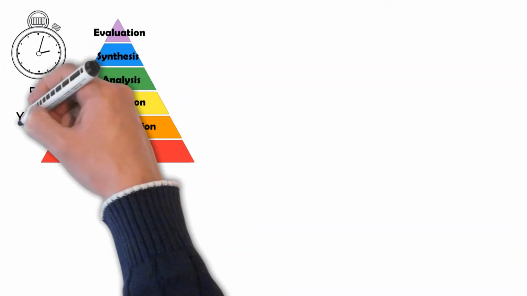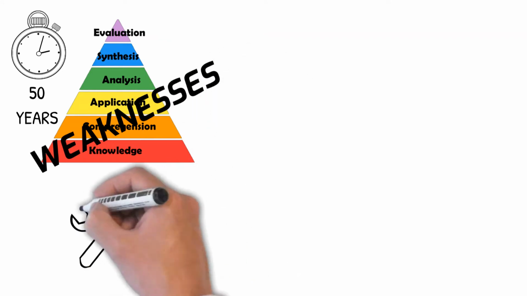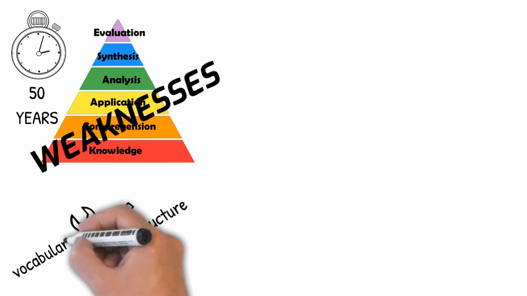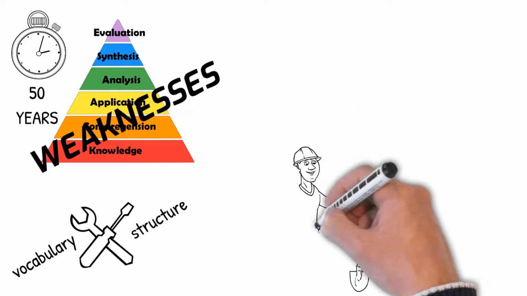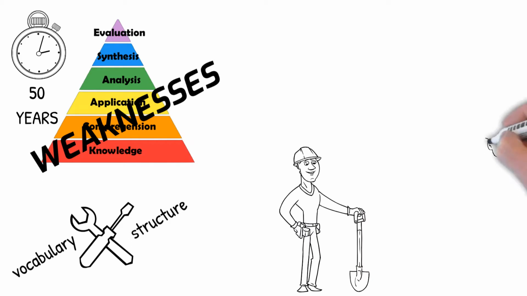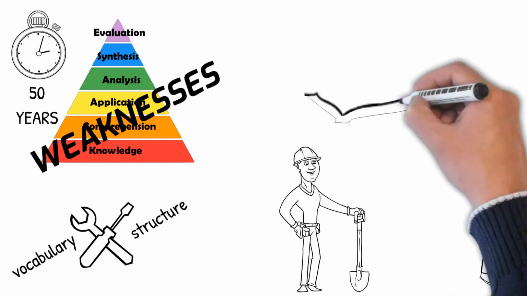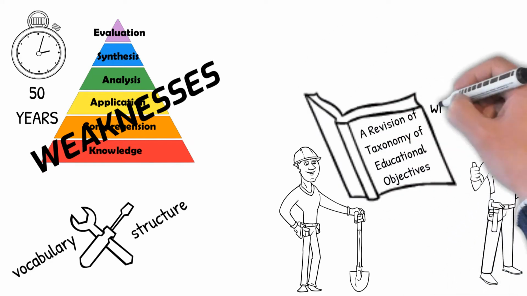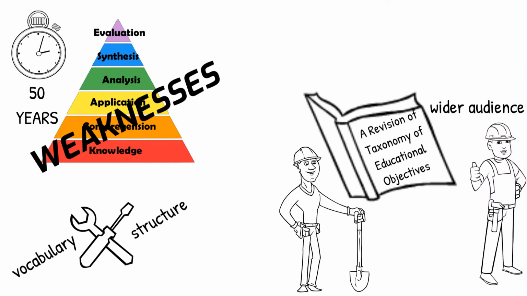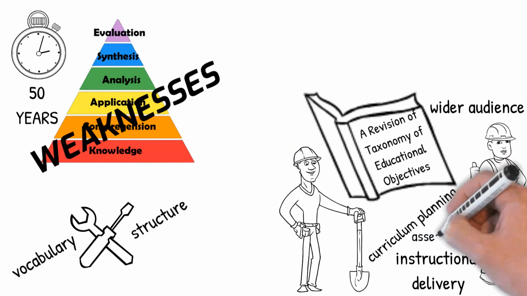Bloom's original theory remained unrevised for nearly 50 years. The single dimension construction led to a few weaknesses in design. Revision to the structure and vocabulary of Bloom's taxonomy got underway in 1990 under the leadership of Lorin Anderson, a former student of Bloom, and David Krathwohl, a partner in the original design. In 2001, the revision was published with the intent to be implemented by a wider audience, focusing on a more authentic tool for curriculum planning, instructional delivery, and assessments.